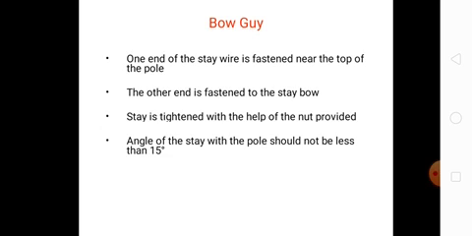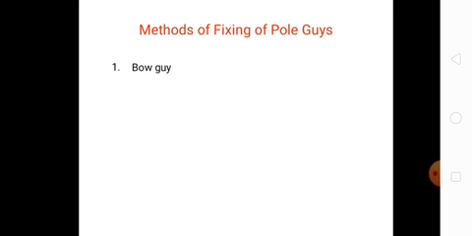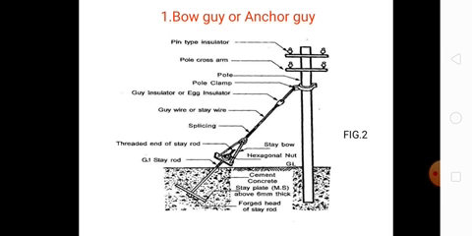Angle of the stay with the pole should not be less than 15 degrees. And methods of fixing of pole guys. First one is bow guy and fly guy. Bow guy or anchor guy.